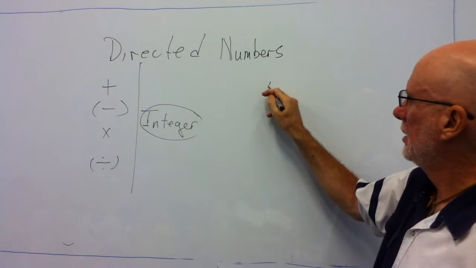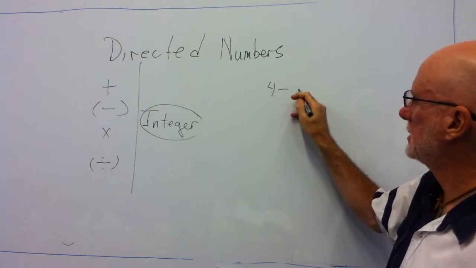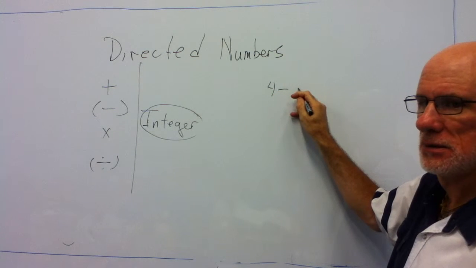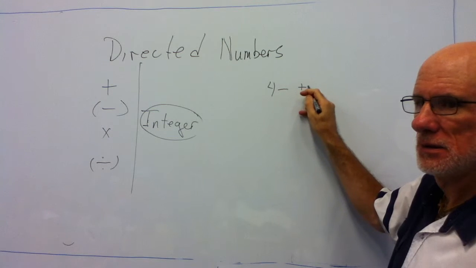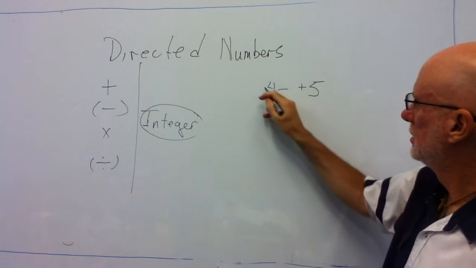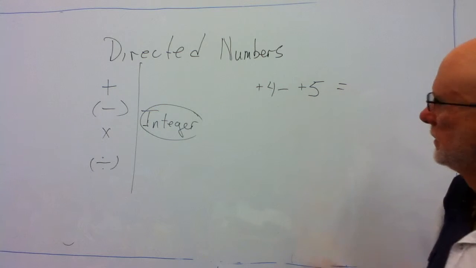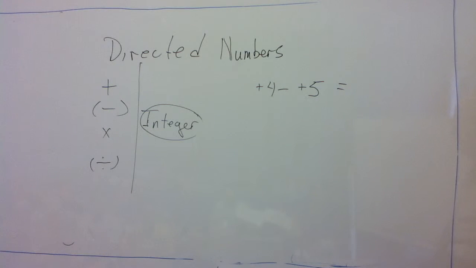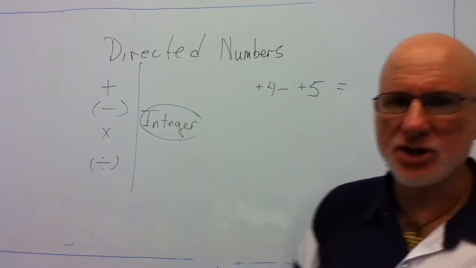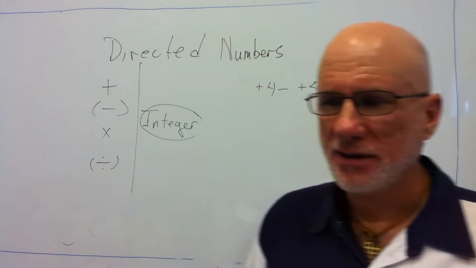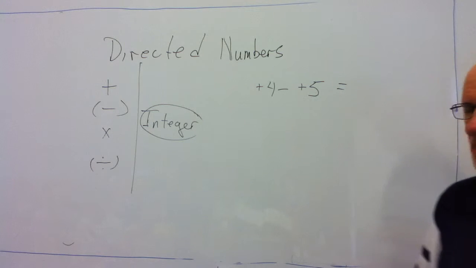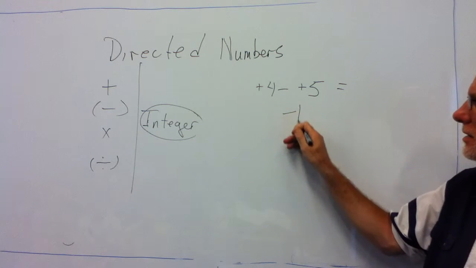What happens if I had this? Let's say 4 minus positive 5. Negative 1. Negative 1. Oh, I see some discussion here. Negative 1, because positive 4 is smaller than positive 5.